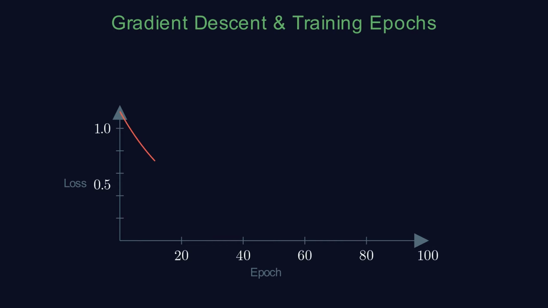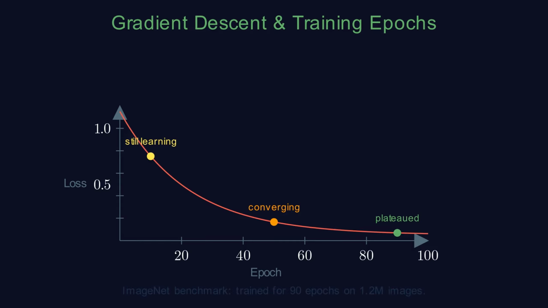Watch the loss curve. It drops fast at first, then flattens. Early on, the network is confused. By around epoch 50, it begins to converge. Near 90, progress slows and plateaus. Training a ResNet on ImageNet can take weeks, which is why pre-trained models exist.